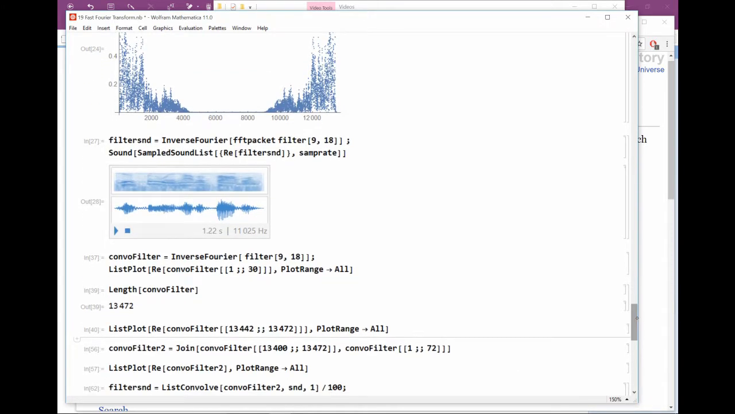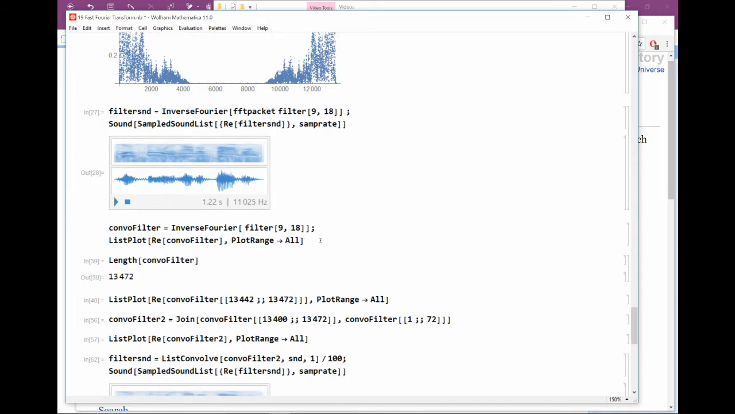So what I'm going to do is compute the inverse Fourier transform of the filter, since it's being multiplied in the frequency domain. Then all I have to do is take this inverse Fourier transform and do the convolution with the sound.